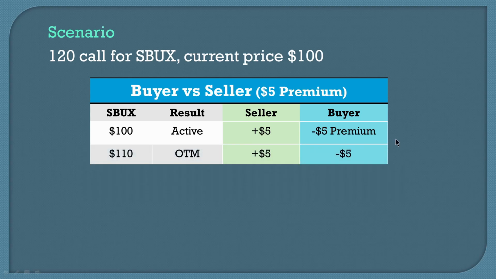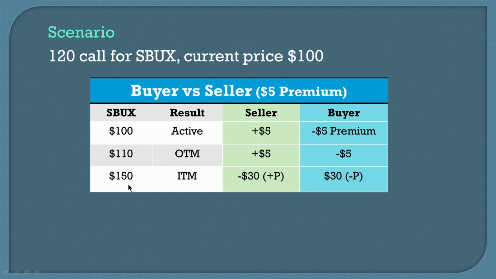Now if Starbucks ends up at $110 at expiration, this means this option is out of the money and the seller earns $5 and the buyer loses $5. But if Starbucks ends up at $150 at expiration, the 120 call option is in the money. And in this case, the seller loses $30 as the option ended up $30 above the strike price. But keep in mind, the seller collected $5 when he sold the option, so his final loss is actually $25. And for the buyer, in this case, his final profit is $25 as well, as he has to deduct the $5 he paid to purchase his option.